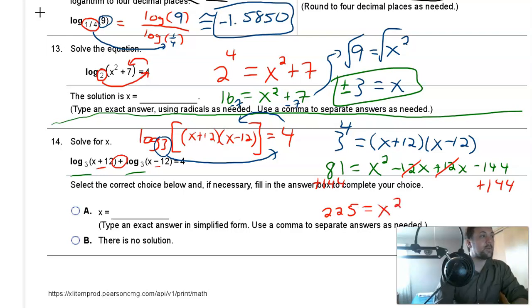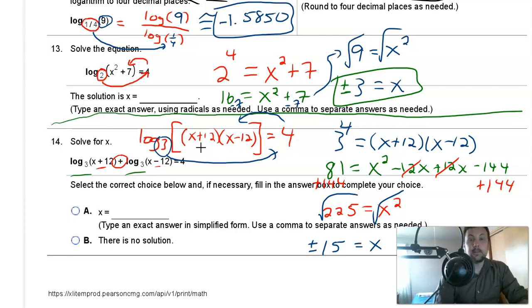So we get x squared equals 225. We solve this for x by taking the square root of both sides, and we'll get 15 is equal to x. Because I took the square root of both sides, I'm supposed to do plus or minus. Now, there are two things that are different between 13 and 14.